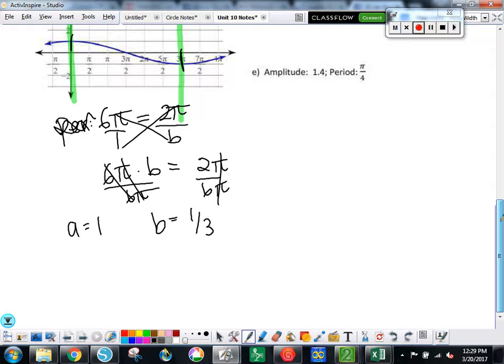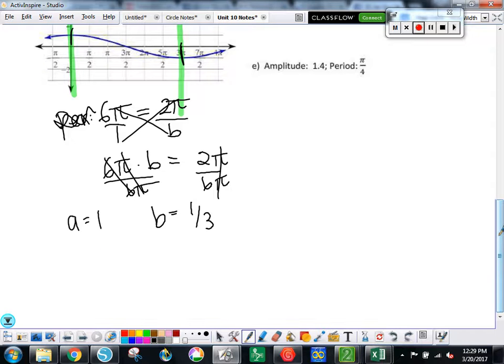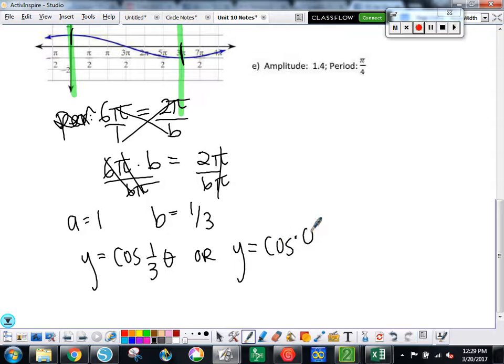And now that you have that, there's two ways to write your answer. You can say y equals cosine of 1/3 theta. The way I would write it, so you need to be used to this method, is cosine of theta over 3.